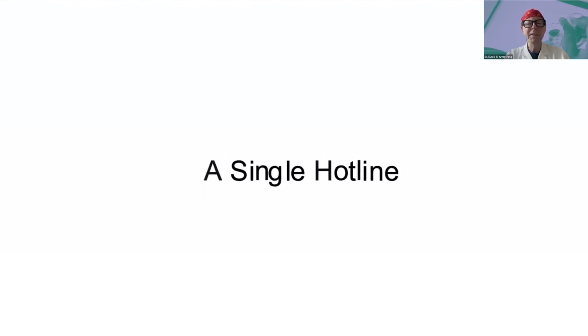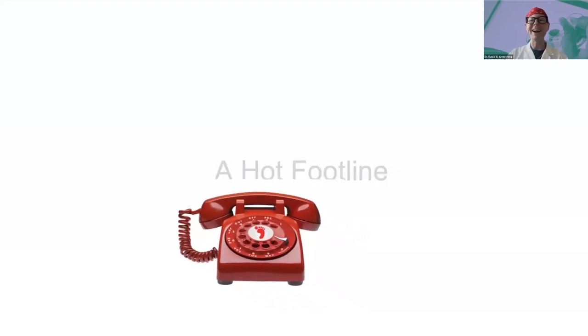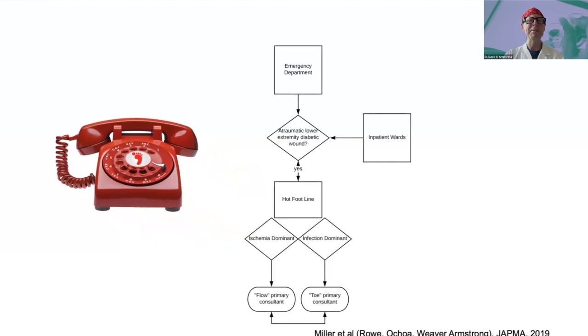And we have one hotline, if you will, for clinicians to call from the emergency department or on the hospital wards. And that hotline is called a hot foot line. And when you incorporate this hot foot line, good things seem to happen. It's really easy to understand. If someone's in the emergency department or the A&E, to translate if you're British, or on the wards, and it's a wound in someone with diabetes on their lower extremity, then this hot foot line is engaged.